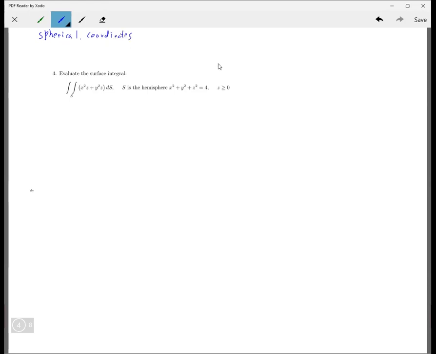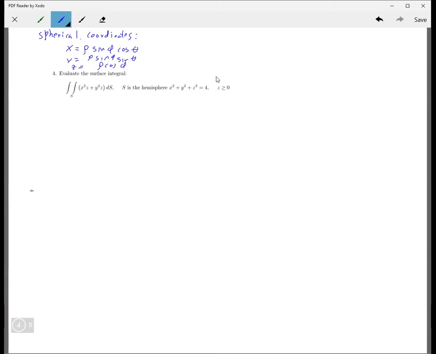I was going to put them here, but I forgot. Okay, I'll just write it out. So spherical coordinates, x is rho sine phi cosine theta. Okay, y is rho sine phi sine theta, and z is rho cosine phi.